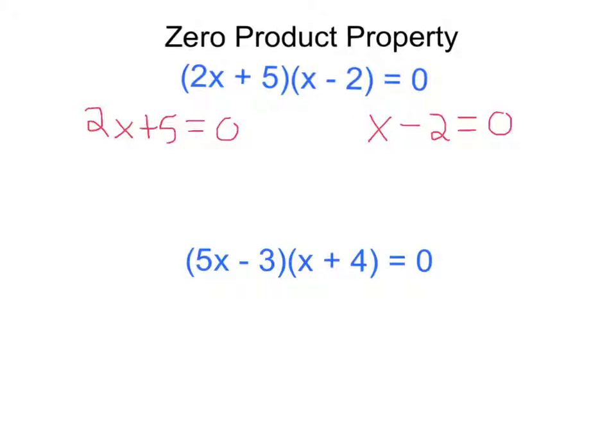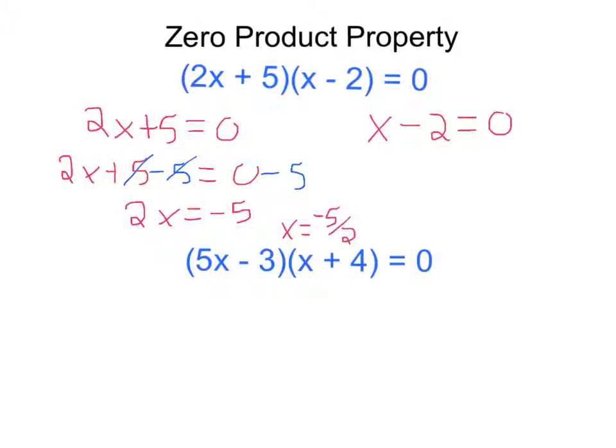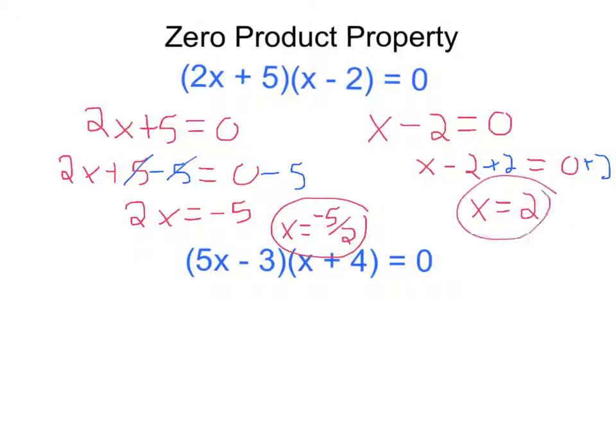So for the first one, subtract 5 on both sides, so 2x plus 5 equals 0, minus 5 and minus 5, which leaves us with 2x equals negative 5, and then divide both sides by 2, so x equals negative 5 halves. And then on the second one, we just have to add 2 to both sides, add 2 and add 2, so x equals positive 2. So there are two solutions for each of these.